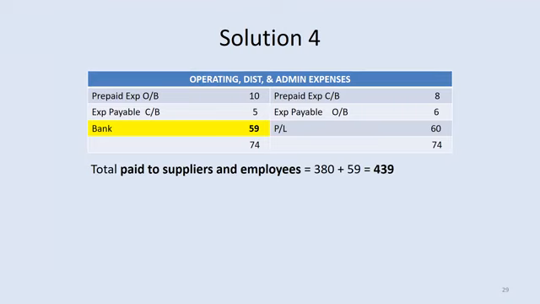To then actually determine what is the total paid to suppliers and employees, that would be included here. Operating costs, this P&L of 60,000, salaries is included in that. It's all the general expenses that are paid by the entity. So we would want to include that 59,000, the bank, as a result of this T account.